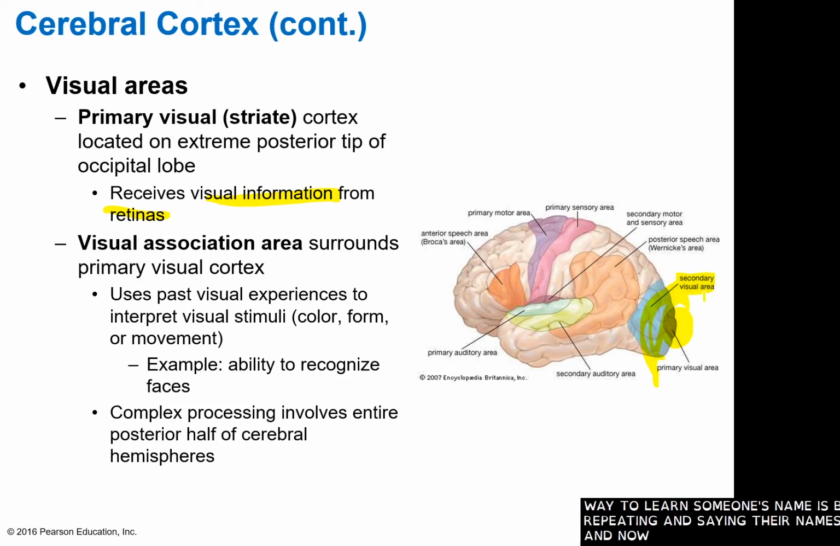Now, if there is damage to this visual association area, you can't process vision, and that makes it so you can't see, even though vision is going to the primary visual area. So this is complex processing that involves the entire posterior half of the cerebral hemispheres.